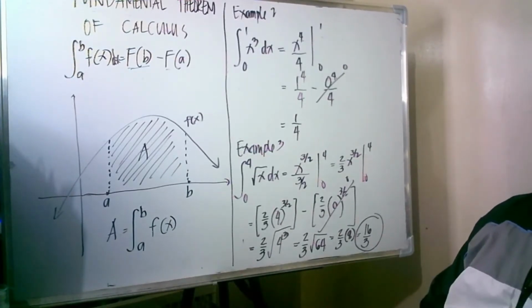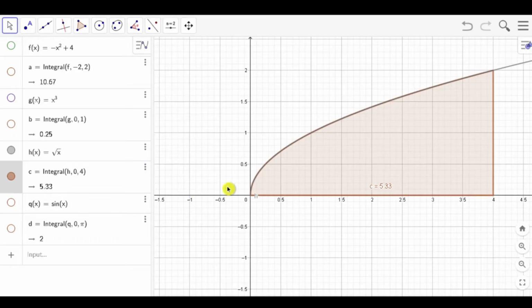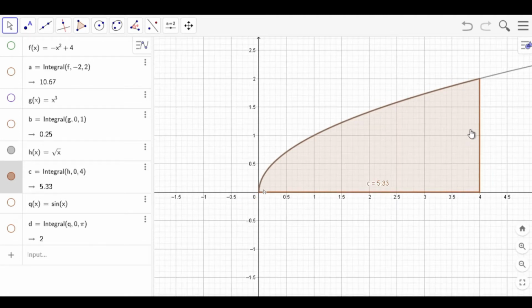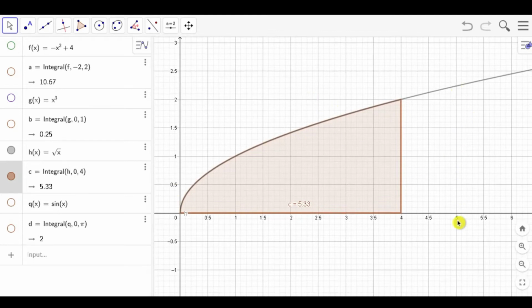16 over 3. Tignan nga natin sa GeoGebra kung tama tayo. Syempre naka-decimal siya. Ang 16 over 3 ba ay kaparehas ng 5.33 na nilagay niya as integral? Yes, it's the same. So, ito yung function square root of x, tapos yung shaded region, yun yung kinompute natin from 0 to 4. Siyempre, mag-iiba yung sagot natin pag palitan natin yung boundaries, no? So, kunyari, from 0 to 5, makikita natin na mas malawak yung area, kaya higher number yung makukuha natin dito.